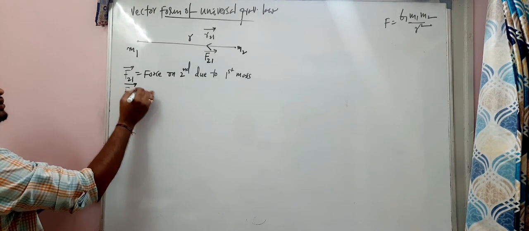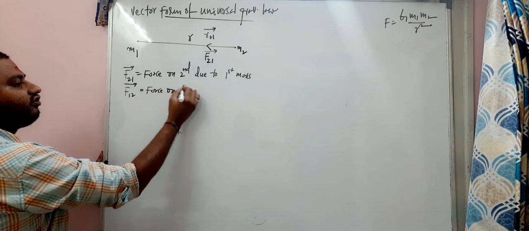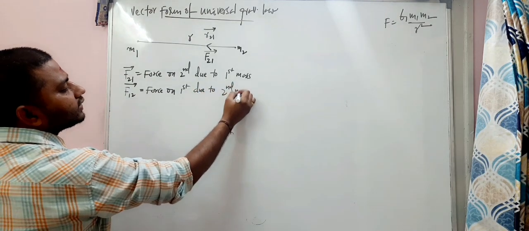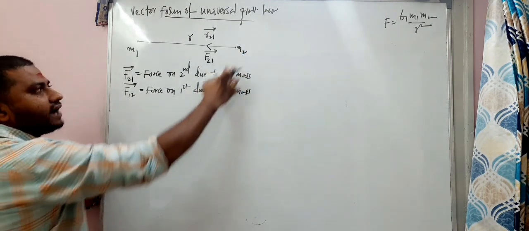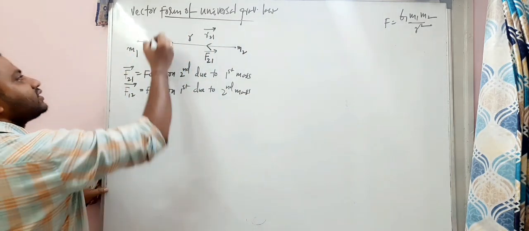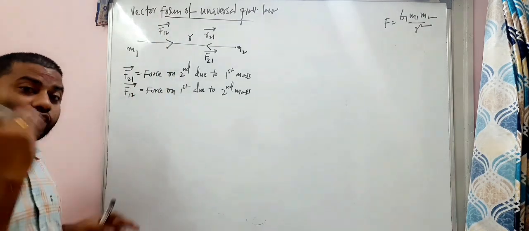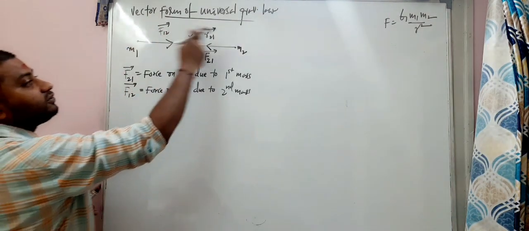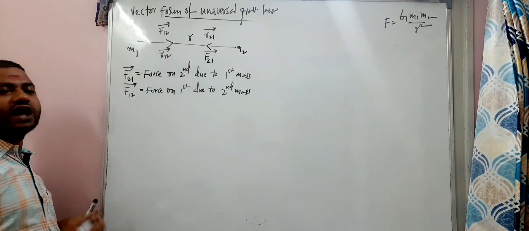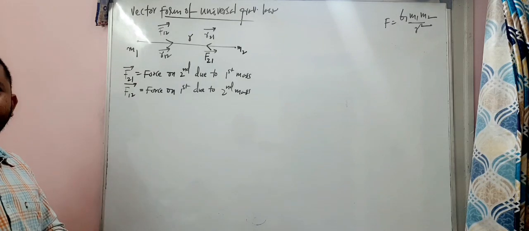F12 bar is also there. What is that F12 bar? Force on first due to second mass. Here the second mass is attracting the first mass like this, so that's F12 bar. When F12 bar is taken, the distance between these two is also taken in vector form, R12 bar. How simple the vector form is, everybody.